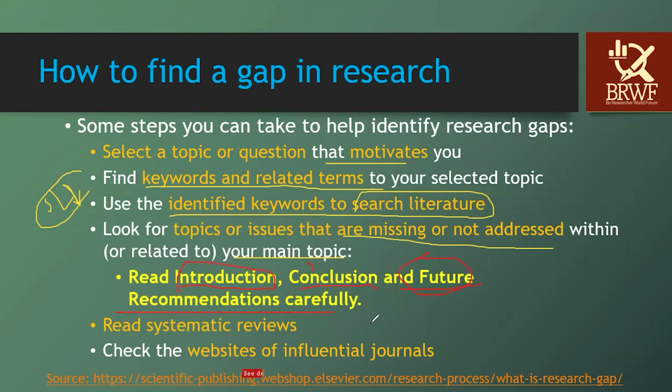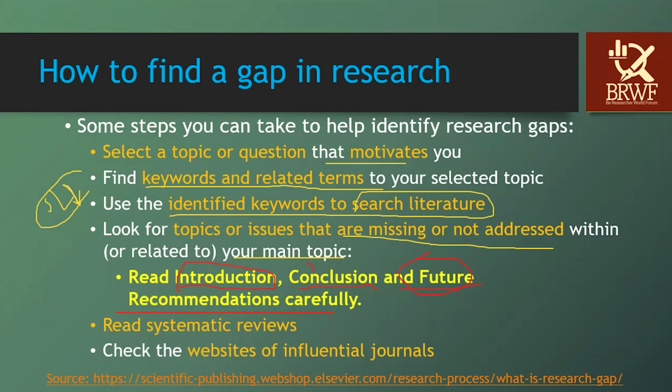I am working as an editor of a journal, so I always check whether there is a presence of future recommendation, future guideline or future research direction. If they did not cover it, then this is suspicious. You cannot cover everything in a single research. So you must mention what you have done and what you have not explored. That's why seeing the conclusion or future recommendation is a good way to find the gap.